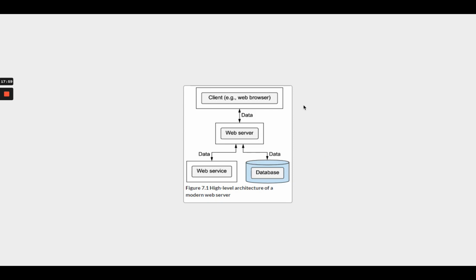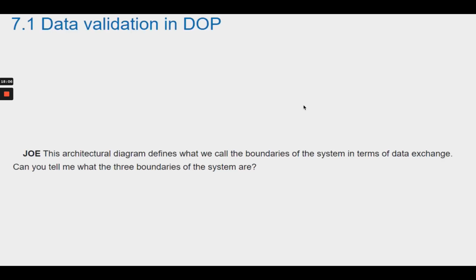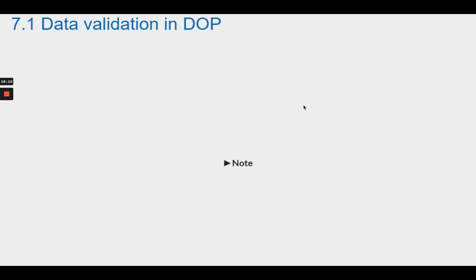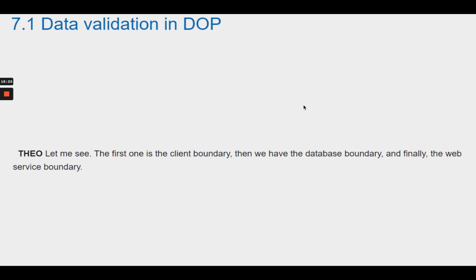Joe goes to the whiteboard and picks up the pen. He then draws a diagram like the one in Figure 7.1. Joe: This architectural diagram defines what we call the boundaries of the system in terms of data exchange. Can you tell me what the 3 boundaries of the system are? Note: the boundaries of a system are defined as the areas where the system exchanges data. Theo: Let me see. The first one is the client boundary. Then we have the database boundary, and finally the web service boundary.